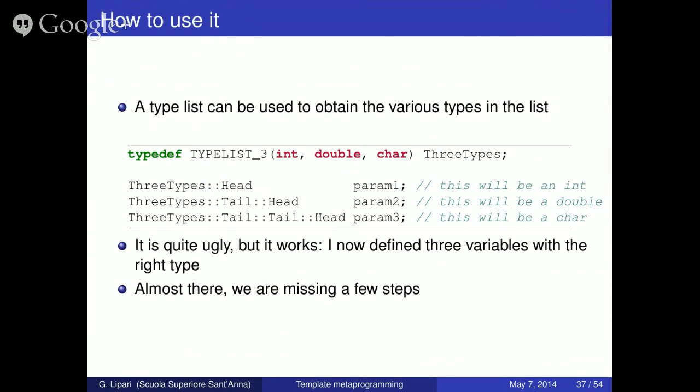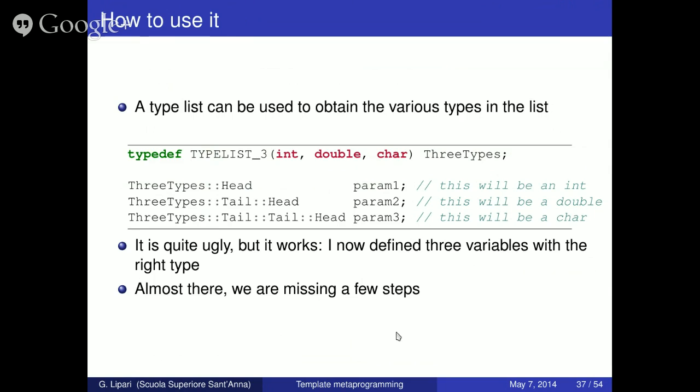So, for example, a type list can be used to obtain the various types in the list. If I want the first type, I just write 3 types head. If I want the second one, I have to write 3 types tail, head. And the third type is 3 types tail, tail, head. Now, it's quite ugly, but it works, because I defined the 3 variables of the right type.